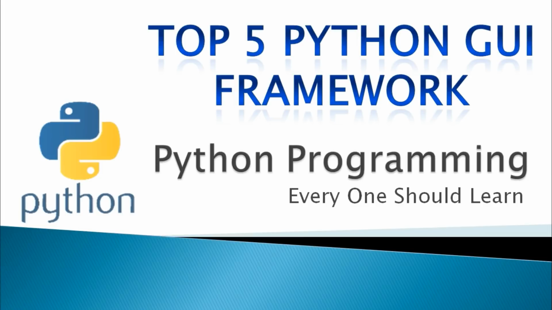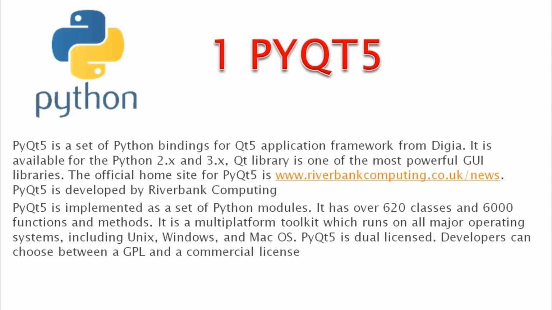Now we are going to introduce the first one, that is PyQt5. As you know, PyQt5 is a popular GUI framework for Python language. PyQt5 is a set of Python bindings for Qt5 application framework from Qt company. It is available for the Python 2 and 3. Qt library is one of the most powerful GUI libraries.